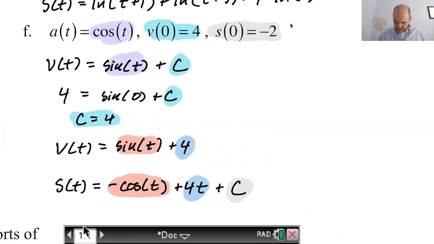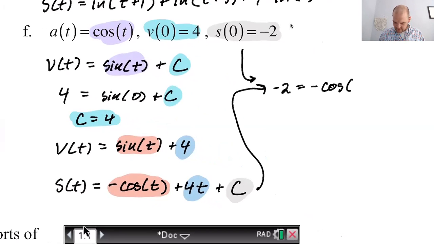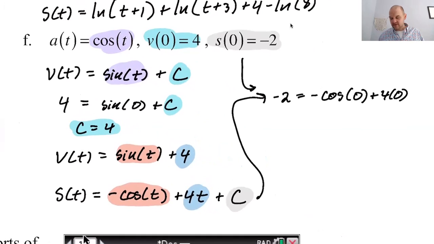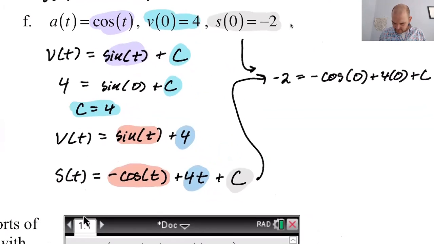So if I combine this with this, I get that -2 is the negative cosine of 0 plus 4 times 0. 0 is a really common initial condition. Because if it's time, you should know what's happening at t equals 0. That feels like the most natural. -2, cosine of 0 is 1, so -1 plus c. So I think c is -1 here.